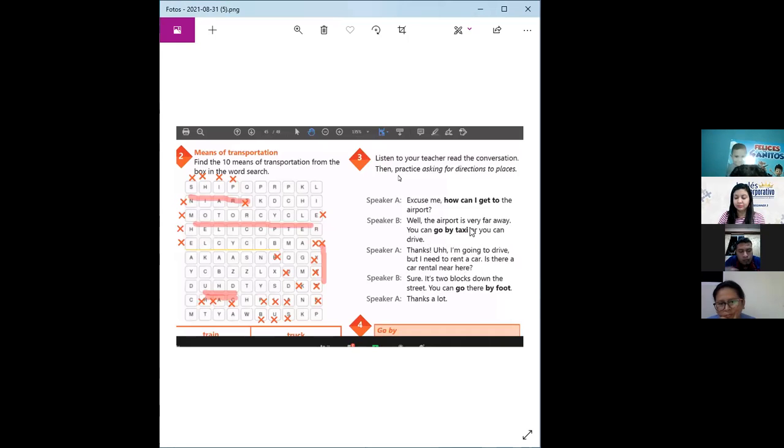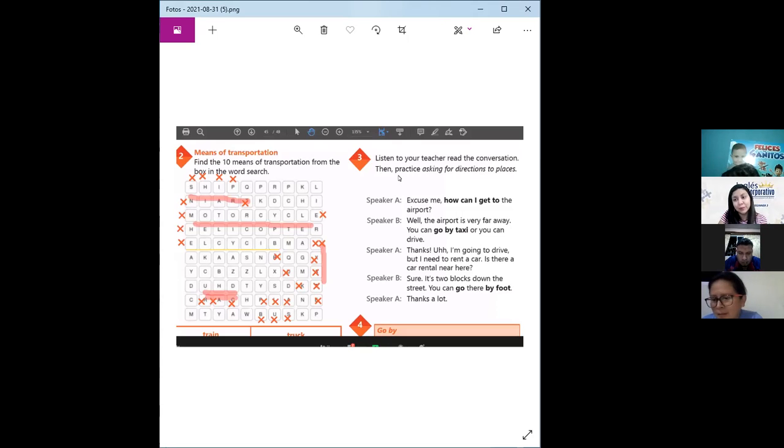Well, the airport is very far away. You can buy a taxi or you can drive. Thanks. I'm going to drive, but I need to rent a car. Is there a car rental near here? Sure. It's the block down the street. You can go there by foot. Thanks a lot. Okay, good job, guys.